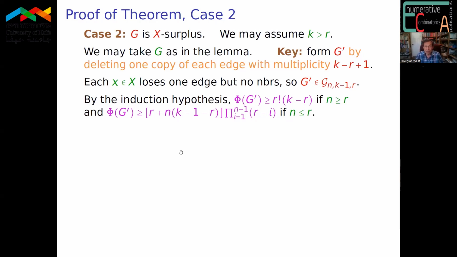So what we need to do is gain some more X matchings using the edges we deleted. We need r factorial more if n is at least r. And we need to change this k minus 1 into a k. So we need this many more if n is at most r.